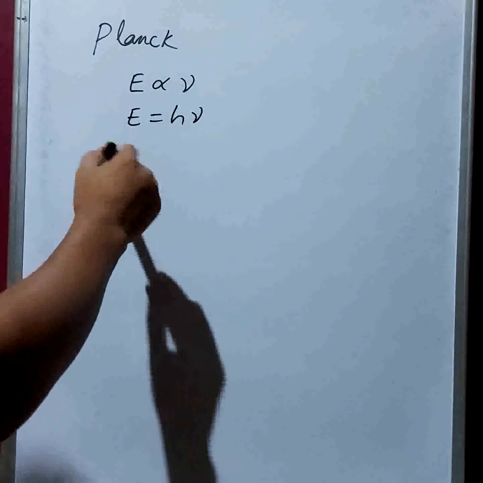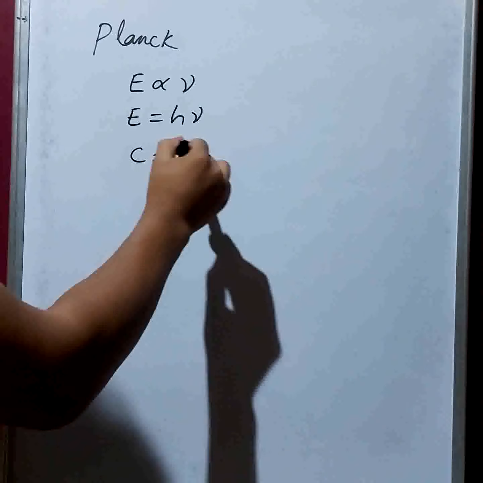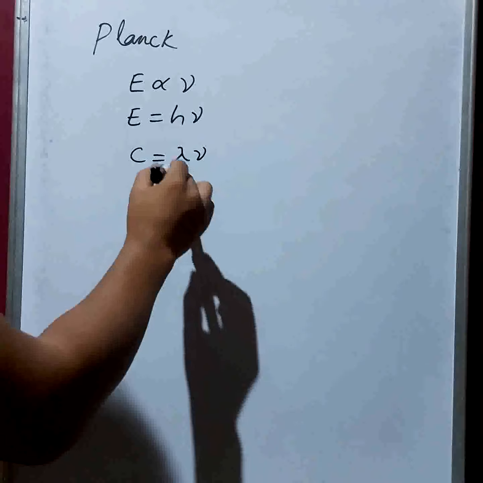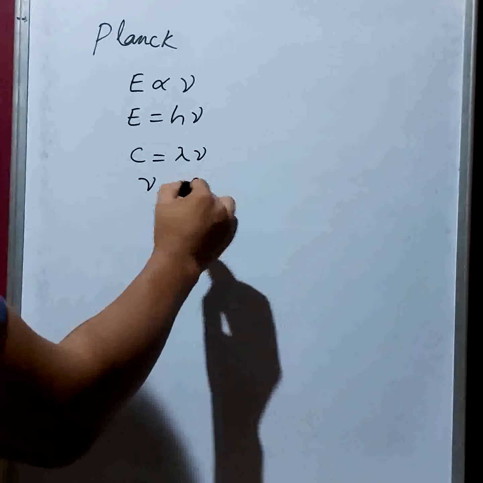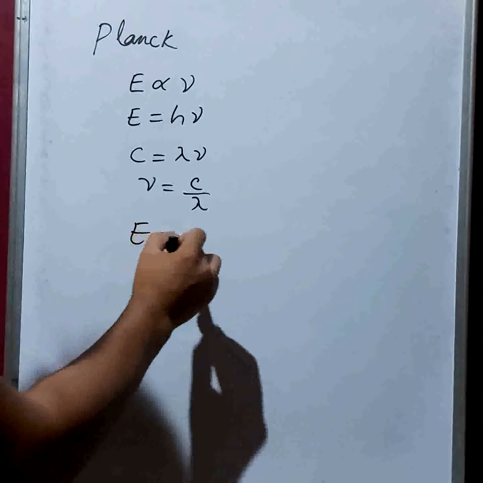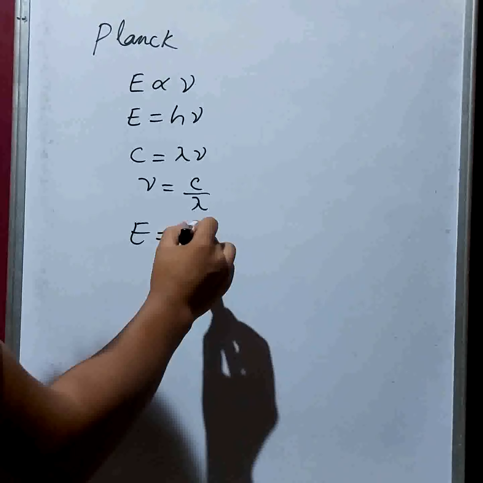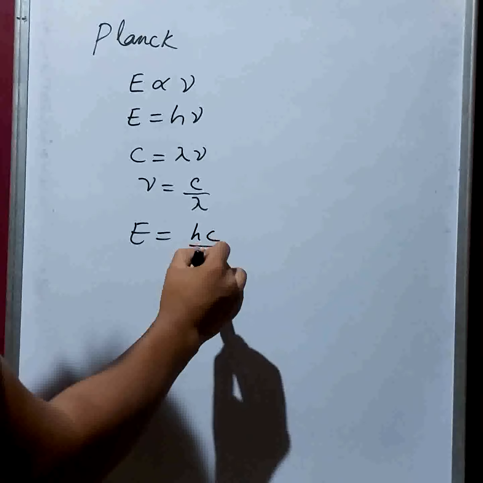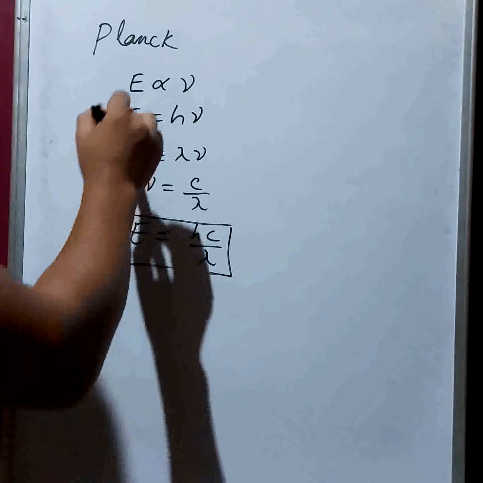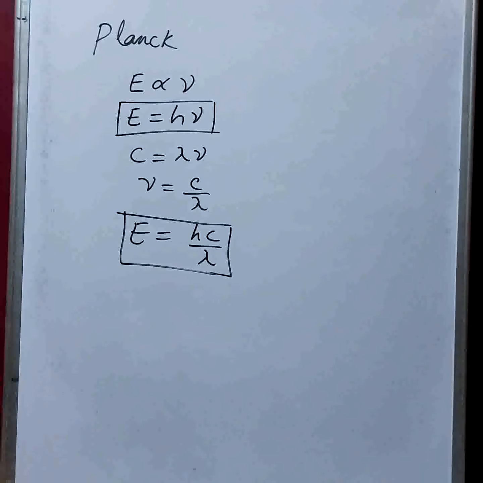And we also know that the speed of light is related to lambda and nu, frequency. So frequency is equal to c over lambda, and if we substitute here, then energy is nothing but h c over lambda. This is an important relation. These are important relations we need to keep in mind.